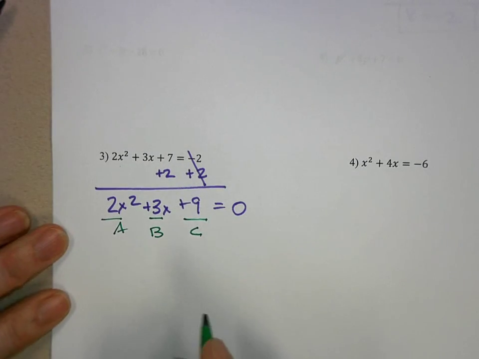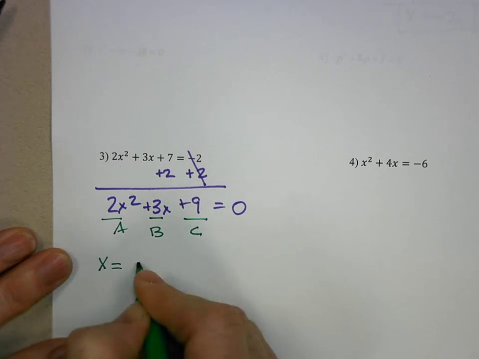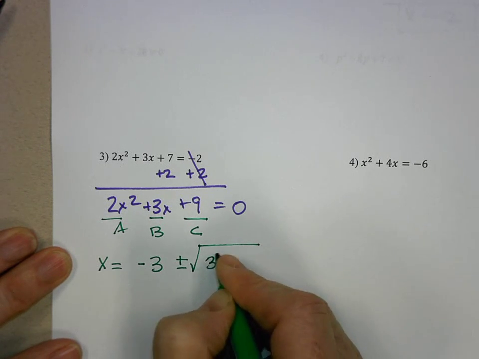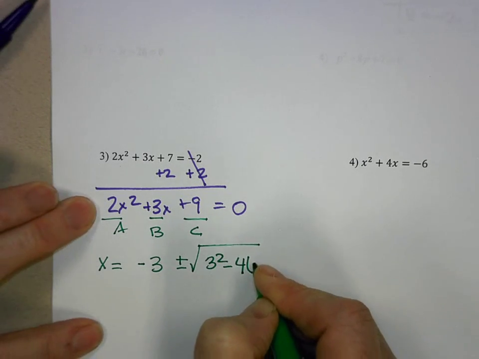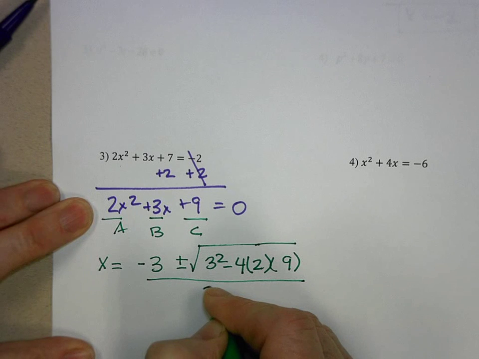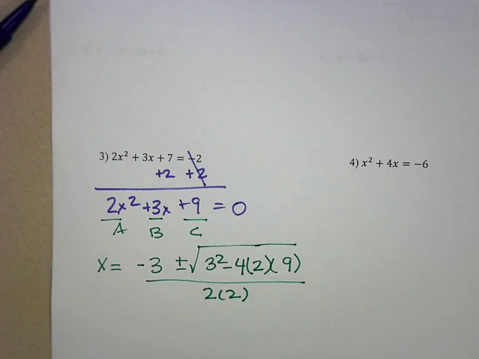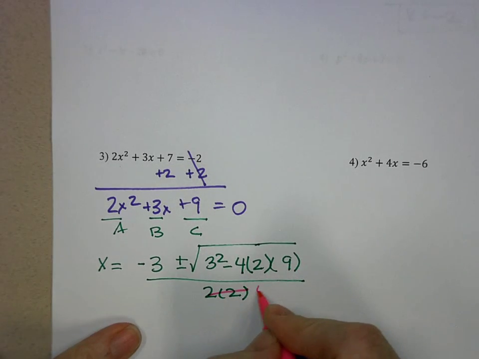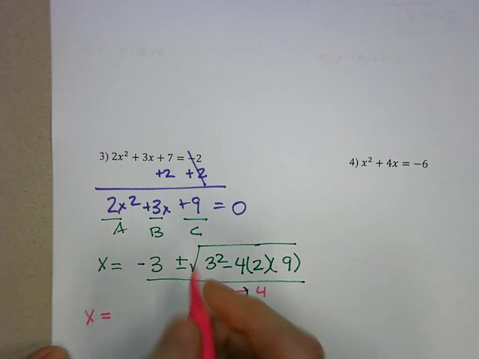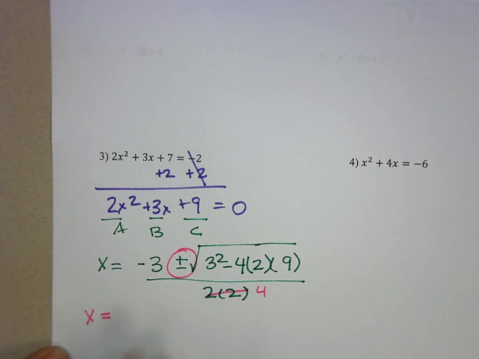So now I'm going to plug it into my formula. X equals negative B, negative 3, plus or minus the square root of 3 squared minus 4 times A, which is 2, and C, which is 9. And I take the whole thing over 2 times 2, which is A. And now I just have to work it out. Well, I know that 2 times 2 is 4, so let's get that out of the way. Now the first thing I like to do is break this up. The plus or minus is breaking up this fraction. So I'm going to take the first part, negative 3 over 4, plus or minus something else over 4.